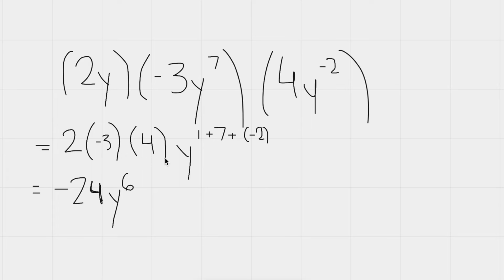Now, we multiply the coefficients together, keep the base the same, and add our exponents. Our simplified version of this is negative 24, as 2 times negative 3 times 4 is negative 24, y, as that's our base, which we kept the same, and y to the power of 6, because 6 is what all the exponents add up to.